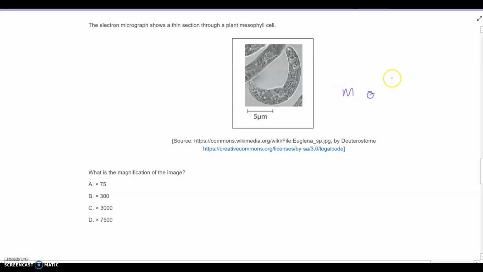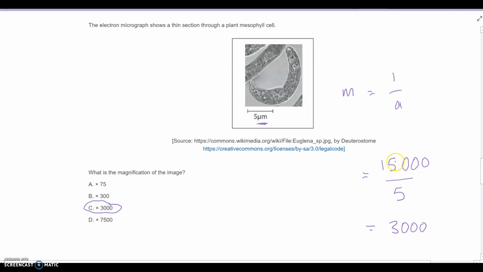We know that magnification equals image over actual size. If you were to measure this, obviously I've cropped it and changed it, but I'd reckon it's probably in the region of 1.5 centimeters maybe, so say 15 millimeters. But the actual size is in micrometers, isn't it? So we've got 5 micrometers as my actual. If my image is 15 millimeters, then my actual is going to be 15,000, which gives me a magnification of 3,000. So there's my answer.